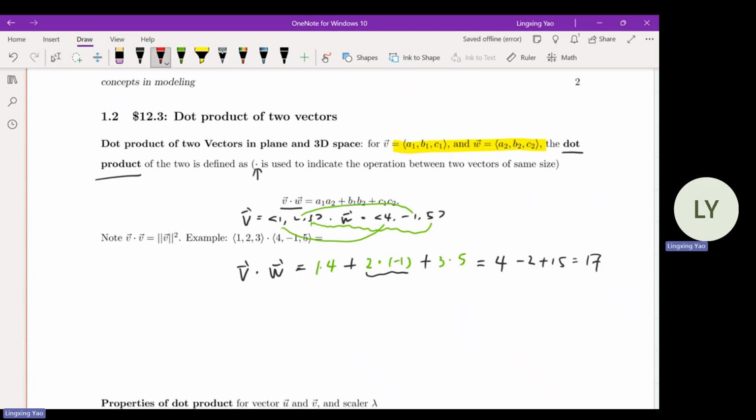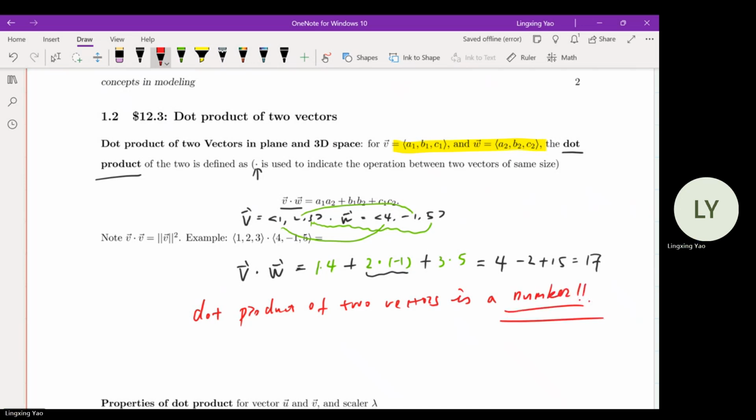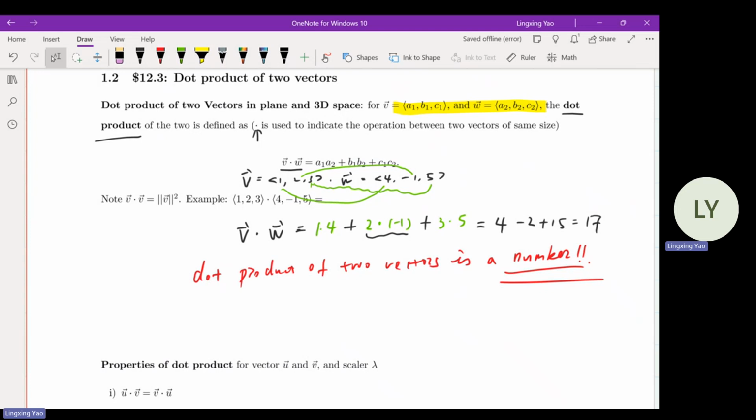And we should note the dot product of two vectors is a number. And this is a very, very important property we should memorize. Okay, and the second important message we should learn about the dot product is about the dot product of a vector with itself. What should it be? We should compute it.